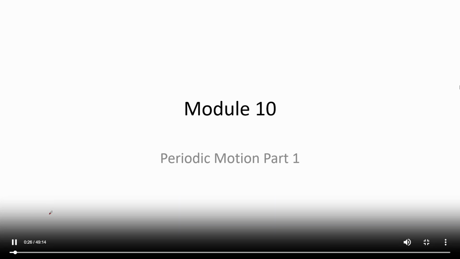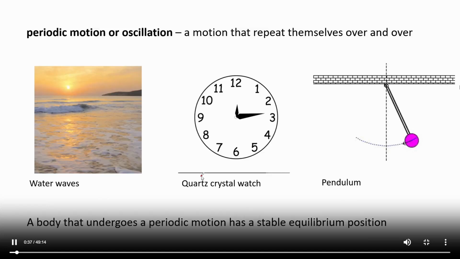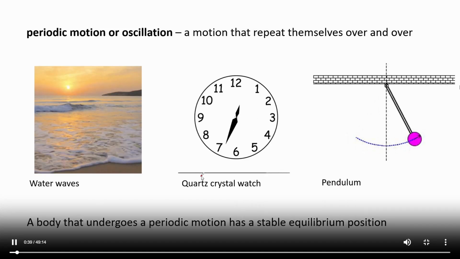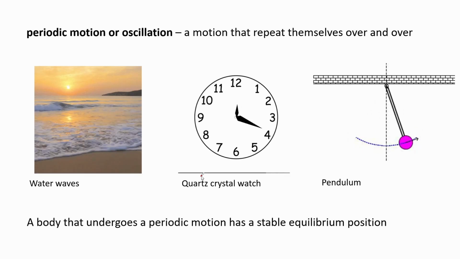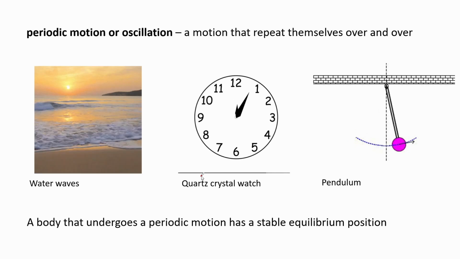Okay, good morning. So this is module 10, periodic motion, part 1. Here we have periodic motion, or an oscillation, defined as a motion that repeats itself over and over. In this we have three examples, like wave motion.